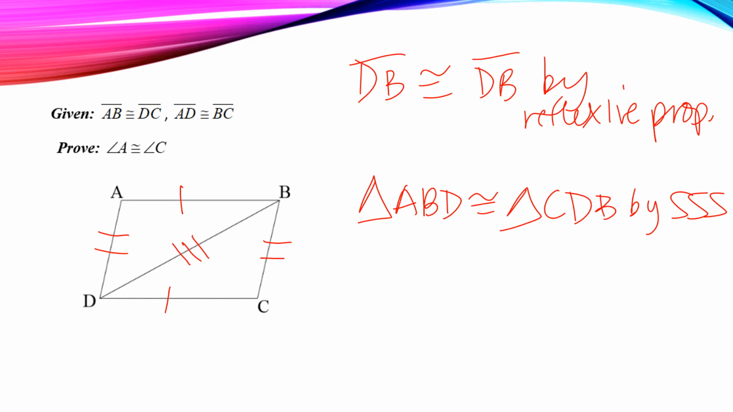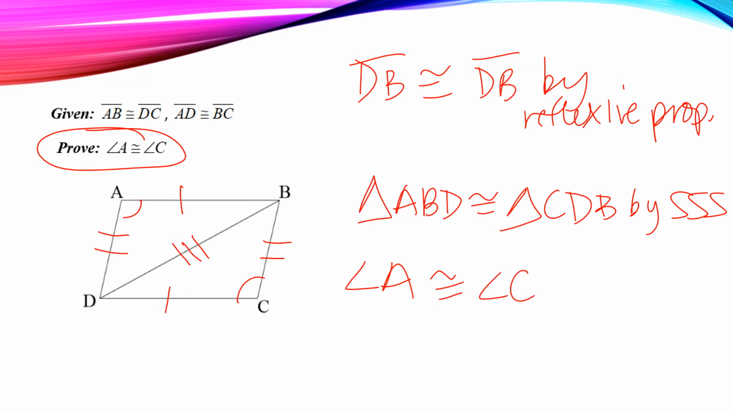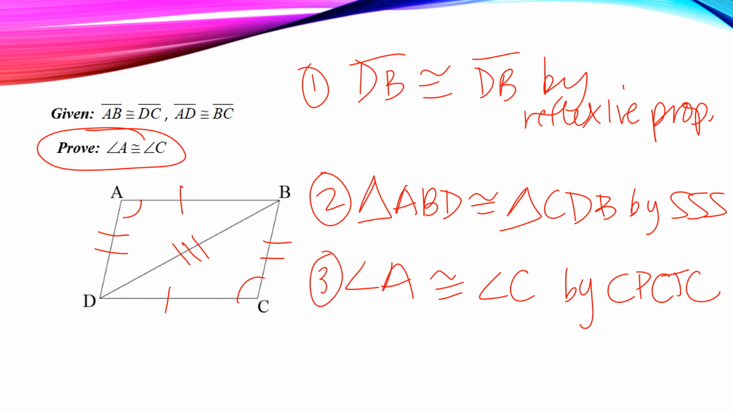And once I prove that those triangles are congruent, I can do my proof statement. Angle A is congruent to angle C. They're corresponding parts, by CPCTC. Again, you can only use CPCTC after you prove that the triangles are congruent. So that is why I have my step 2 as the triangles are congruent, and then I can use CPCTC to do my proof statement.